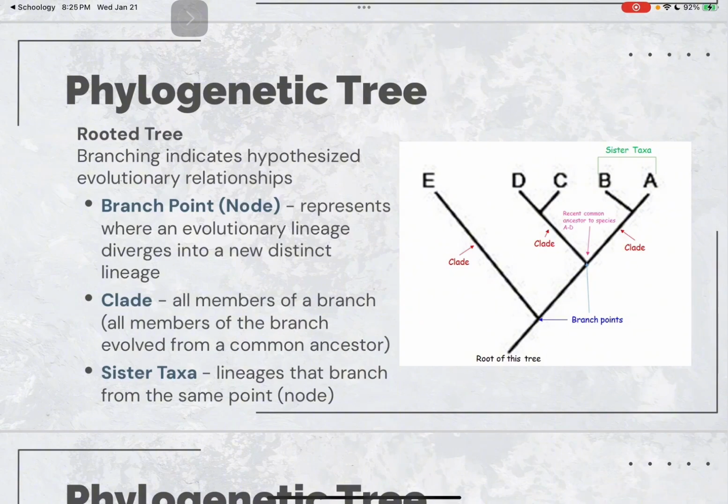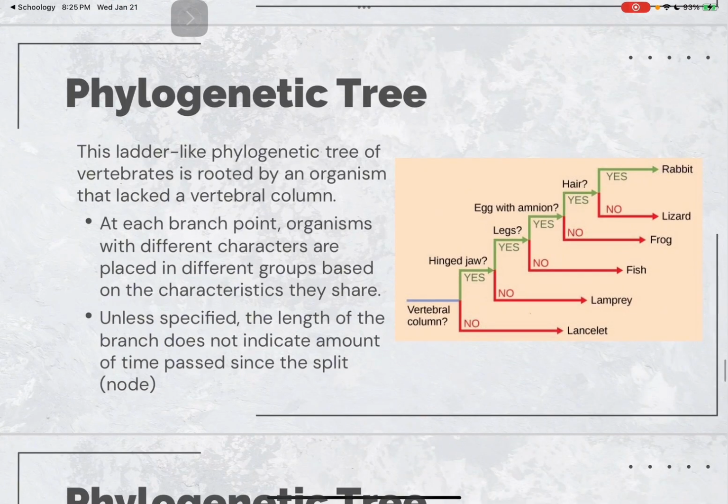And then there's also sister taxa, and this means that the lineages have that branch. These are lineages that branch from the same point and node. So essentially it branches from a node, and then that branch branches off again. And the 2 branches are sister taxa. So D and C are sister taxa, and B and A are also sister taxa.